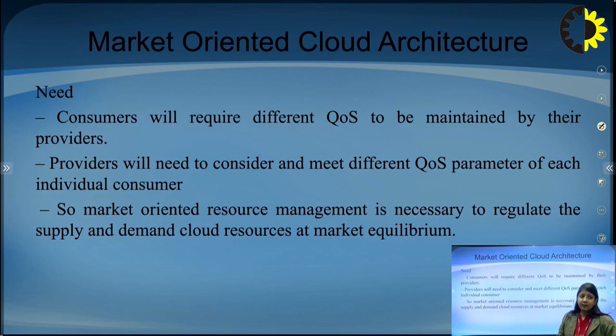So what is the meaning of market oriented cloud architecture? We can see here what is the meaning of this market oriented, means what is the need, why we are going to make it market oriented. So the basic need is consumers will require different quality of services to be maintained by their providers. Because every user wants that if he or she is going to pay for any online service over the cloud, then their quality of service should be maintained. So there is a requirement of better QoS.